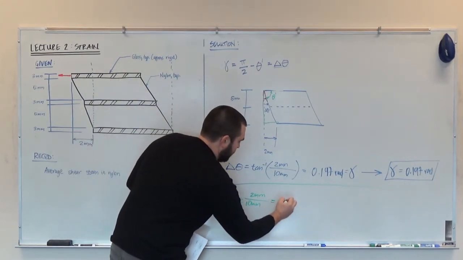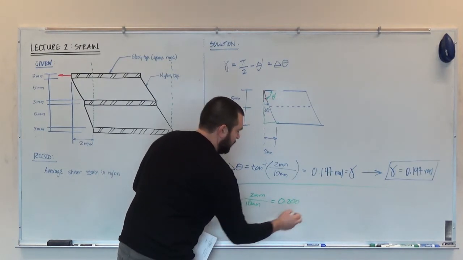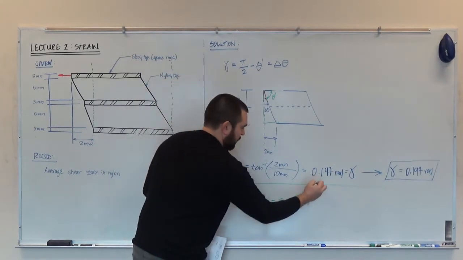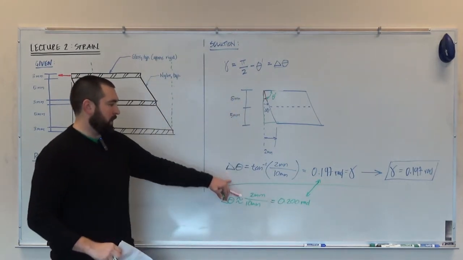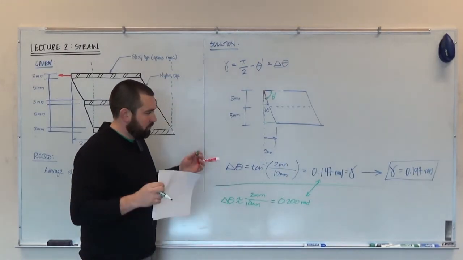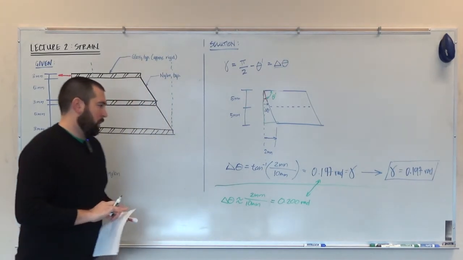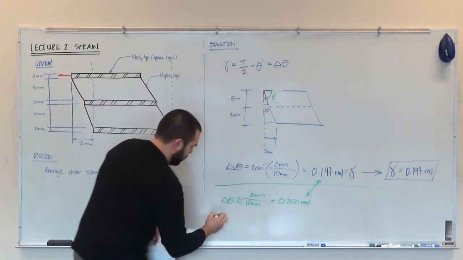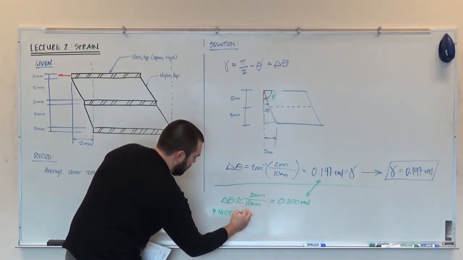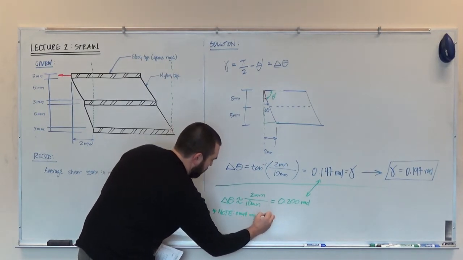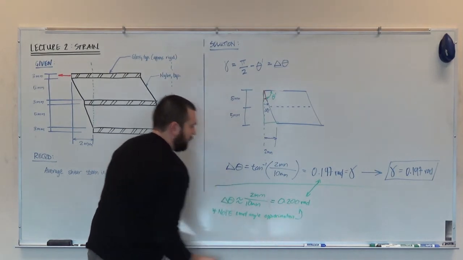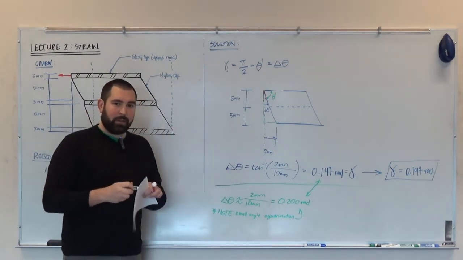And this ends up being 0.200 radians. And you notice here the difference between using the inverse tangent and just using the tangent itself is very minor. It's about 1%. So with that in mind, if you were to write on your assignment, note small angle approximation, that would have been completely fine to do for your homework assignment.